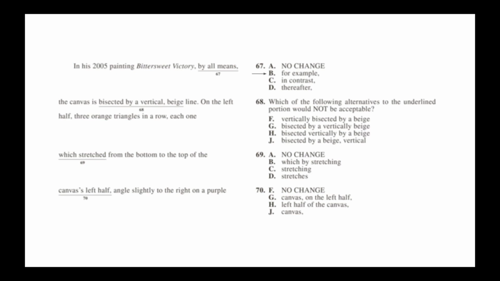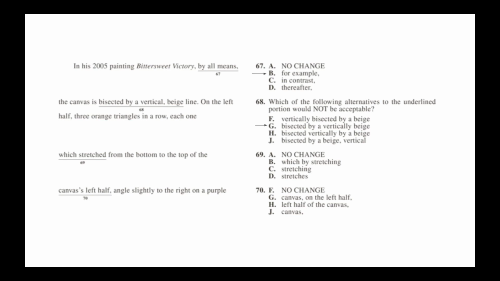This particular question is giving us a misplaced modifier, so we just have to identify the misplaced modifier, and that is option G, because something can't be beige in a vertical way. You can't say this painting is vertically beige, that doesn't make sense. If you say vertically beige, it's changing the meaning of what the author is trying to say, so we know that isn't correct. Whereas options F, H, and J all still present the idea that there is a beige line that is bisecting the painting vertically.